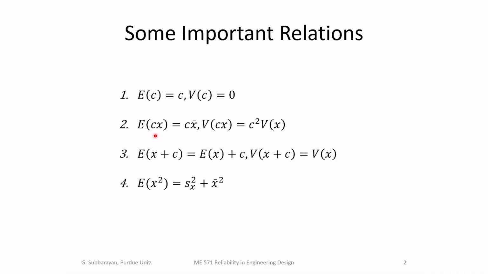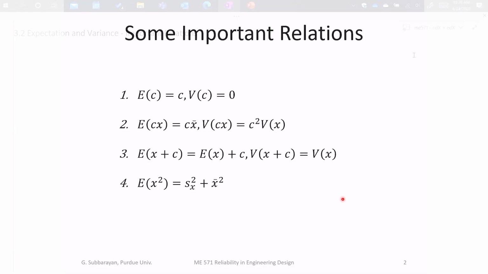Similarly, we have an expression for expected value of a constant times a random variable x: it is constant times the mean value of x, and the variance of a constant times random variable x is c squared times variance of x. Expected value of a constant plus the random variable x is expected value of x plus the constant. Variance of constant plus the random variable x is nothing but the variance of x. And this last result is a very important result. Expected value of x squared is the standard deviation squared, or variance of x, plus the mean value squared. So I'm going to go through and derive these relationships.